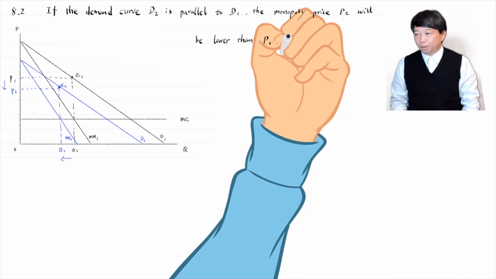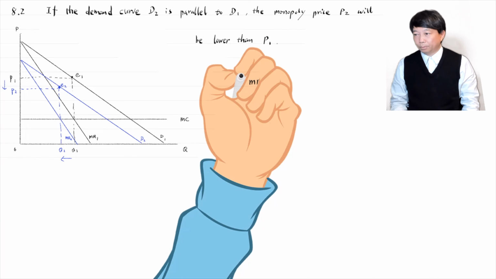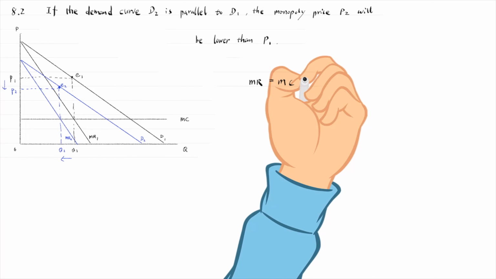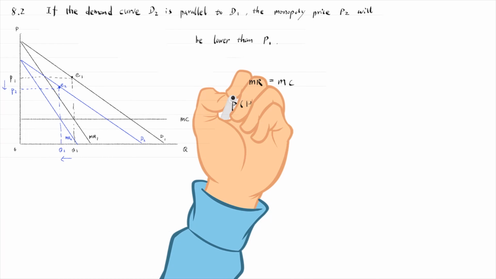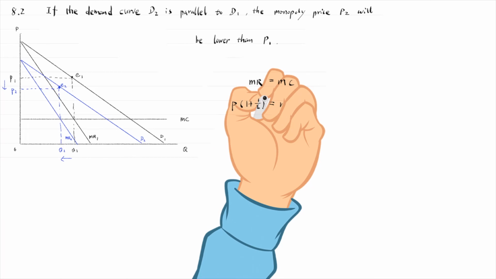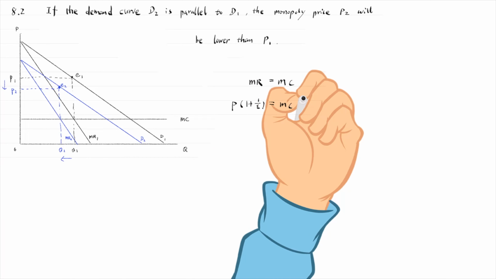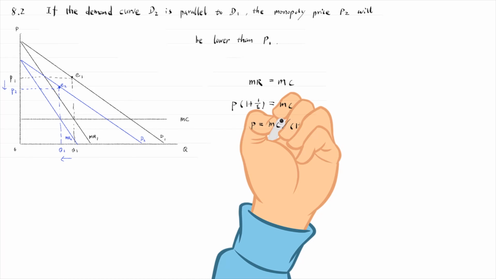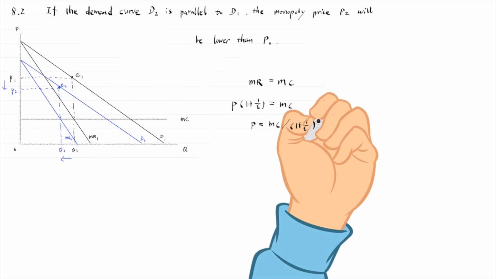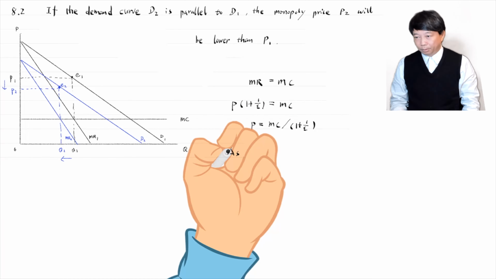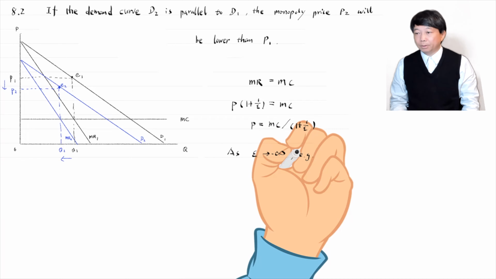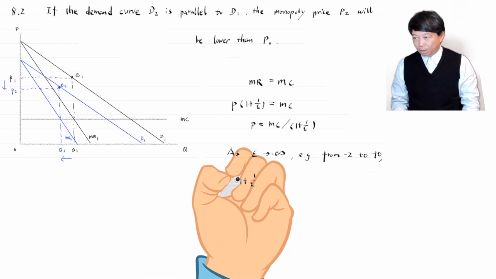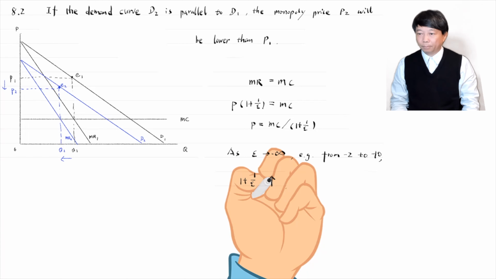We can also see it from the equation. As epsilon approaches minus infinity, the price the monopoly charges will fall.